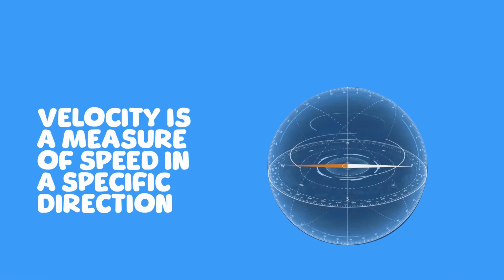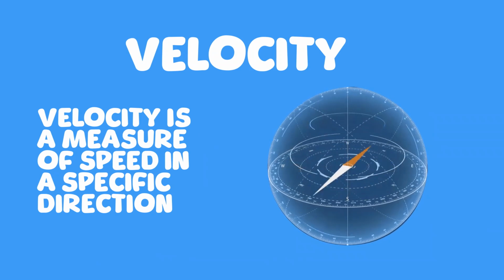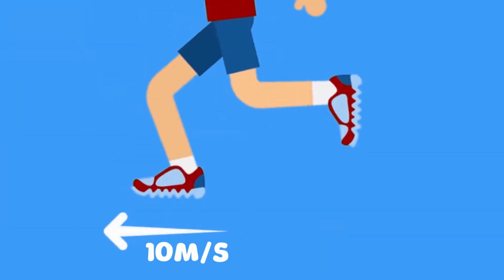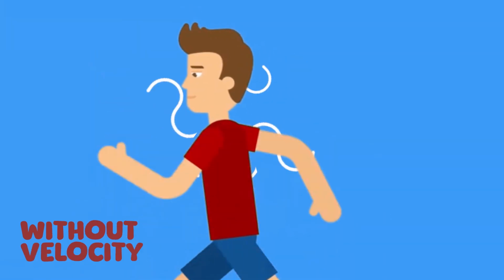On the other hand, velocity is a measure of speed in a specific direction. An example of velocity would be if you're running at 10 meters per second towards the west. Without velocity, you wouldn't know what direction you're headed.